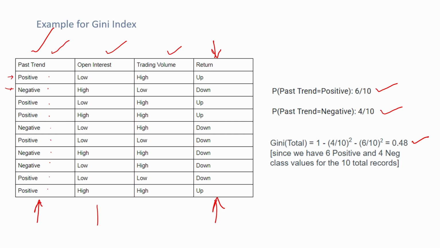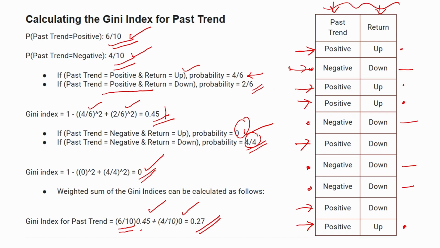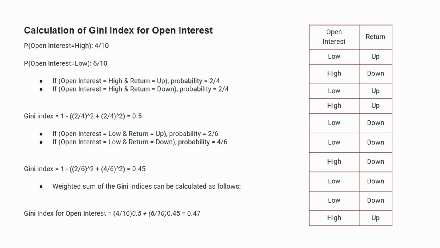Next one we will consider open interest. So for calculation of Gini index for open interest, we will see out of 10 how many are there with high? 1, 2, 3, 4. So 4 entries are high out of 10. So we can see here for 4 entries high, 4 by 10, and remaining are low. So the probability of low is 6 by 10.